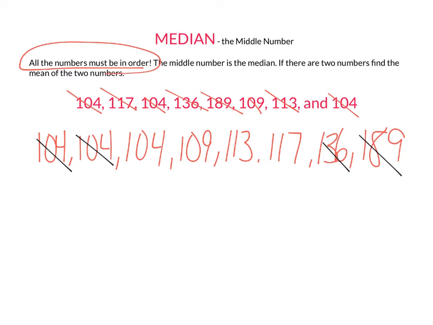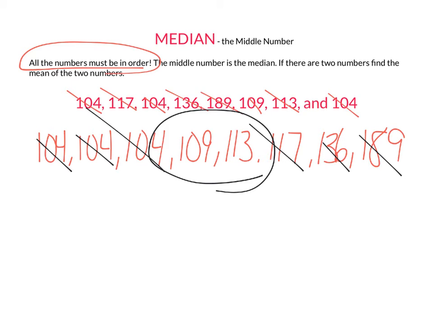And sometimes it's just one number in the middle. But in this example, we actually have 2 numbers that are in the middle. So now we need to find the middle of those 2 numbers. And how do we do that? Well, we find the average. We find the mean of those 2 numbers. What is in the middle? Many of you could probably do this in your head. What's in the middle of 109 and 113?